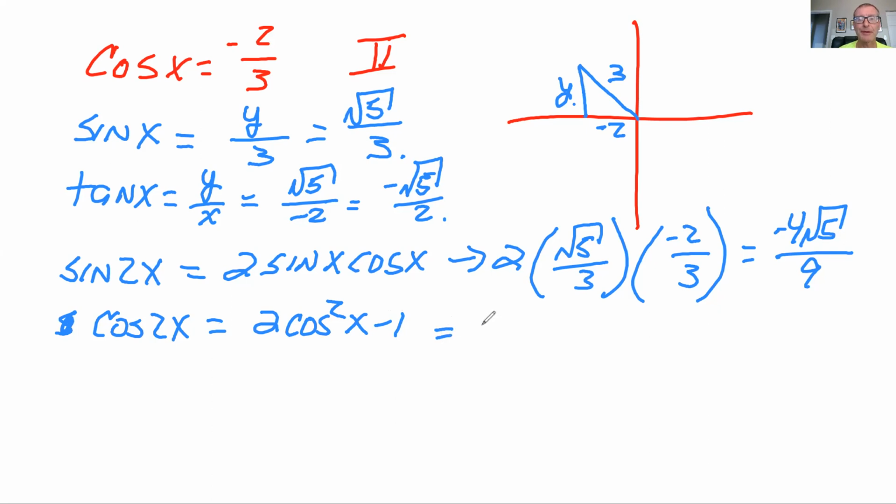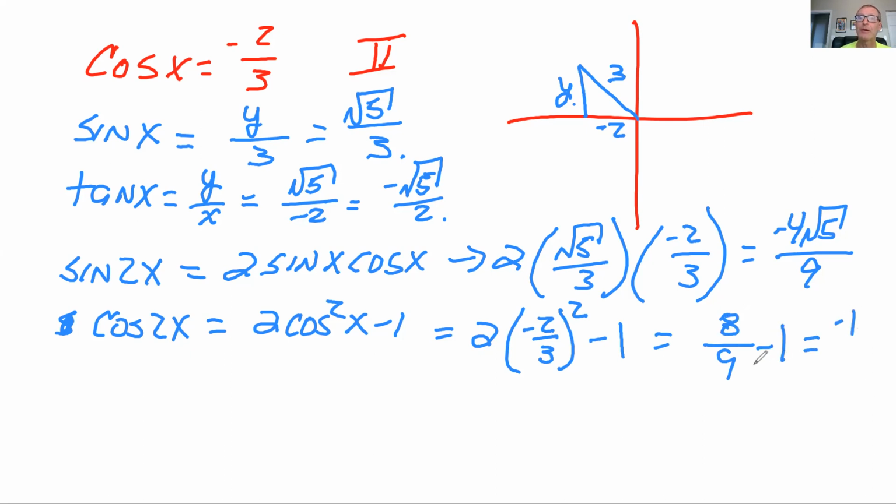So what do we have? We have a 2, and then cosine is minus 2 over 3. And then we square that, and then we subtract 1. So if you do that, you get 3 times 3 is 9. And then you have minus 2 times minus 2 is 4. 4 times 2 is 8. So you have 8 over 9 minus 1, and so that would be minus 1 over 9.